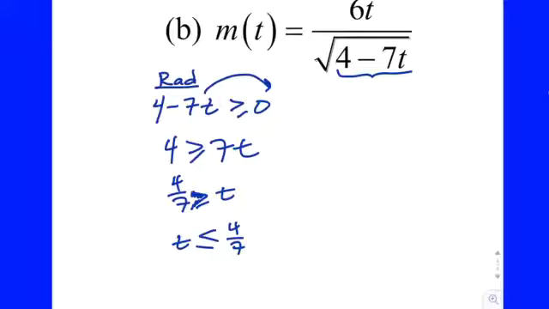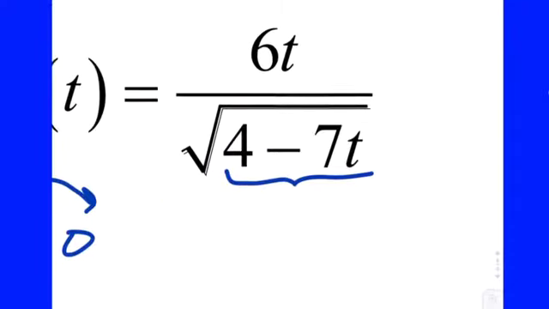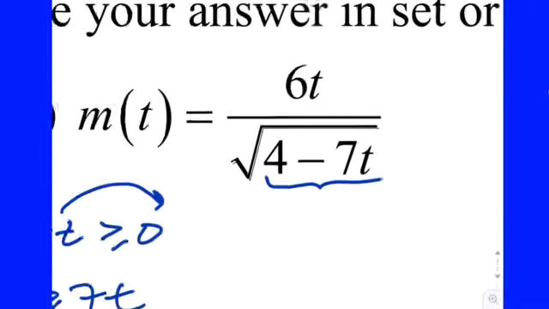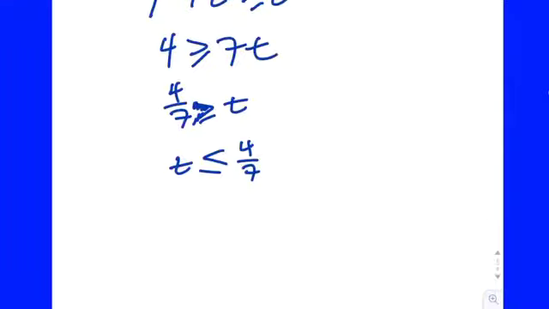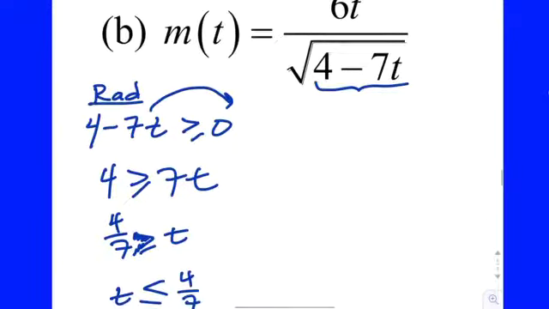I'm going to check, though. Something smaller than 4/7 is 0. I'm saying 0 should work. 4 minus 7 times 0 is 4. That's a positive number, so that's the correct inequality. All right? So now I'm going to do the denominator.